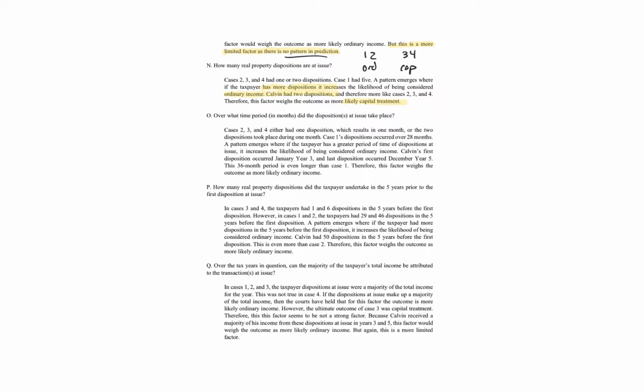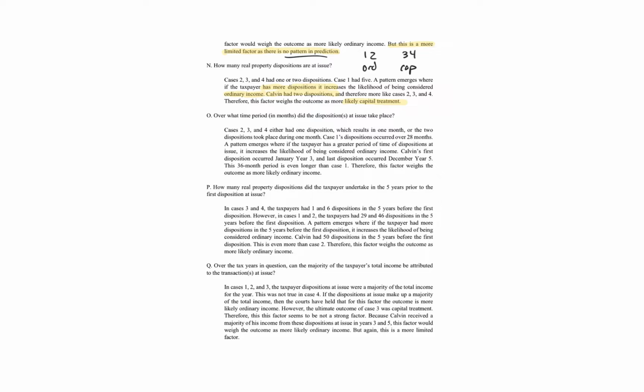So over what period of time and months did the dispositions at issue take place? Cases 2, 3, and 4 had 1 disposition, which results only in 1 month. In some of those cases, I think 2 of the cases, there was only 1 transaction, so you put 1 month because it only happened during 1 month. In one of the cases, there were 2 transactions, and both dispositions occurred within 1 month.